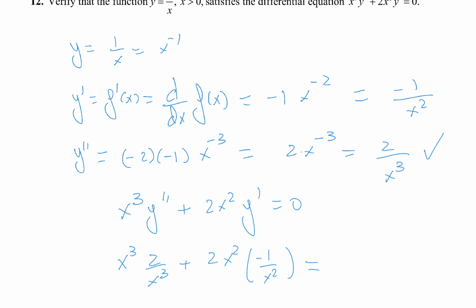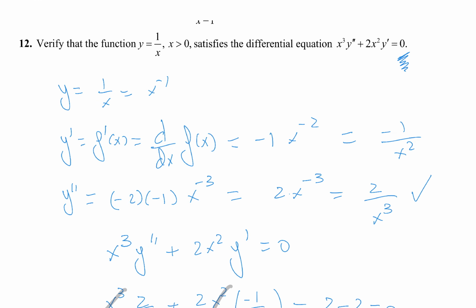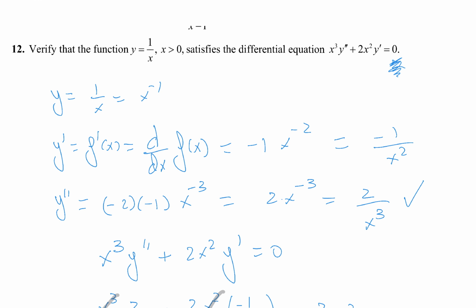Now if I make the sum, this x cubed will cancel with this x cubed and there will be a 2. And this x squared will cancel with this x squared and there will be a negative 2. So this will be 2 minus 2. Is 2 minus 2 0? Yes, 0. So the equation is satisfied, because for the equation to be satisfied it should be 0. And the problem is solved.